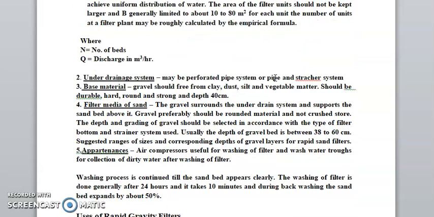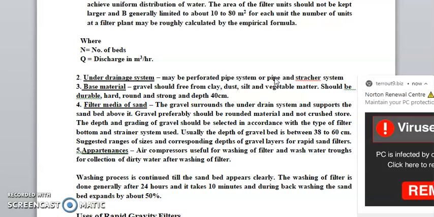Backwash will be continued till the sand bed is clearly washed. The filter is generally washed for 24 hours.